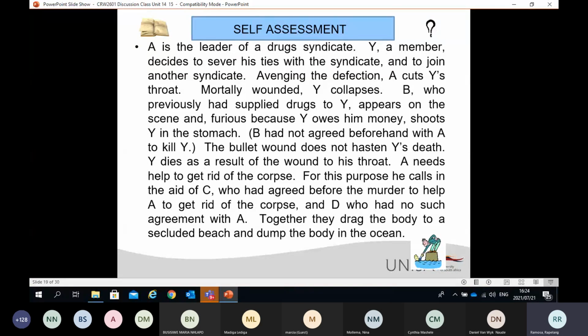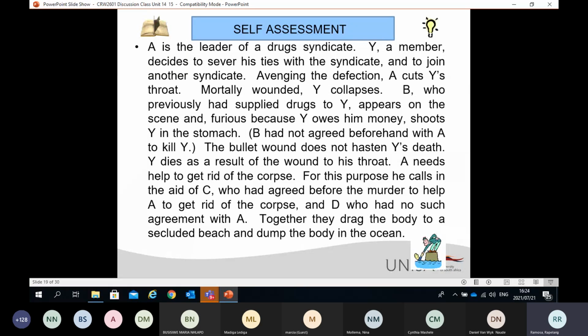A needs help to get rid of the corpse. For this purpose, he calls in the aid of C, who had agreed before the murder to help A to get rid of the corpse, and D, who had no such agreement with A. So together, they drag the body to a secluded beach and dump the body in the ocean.